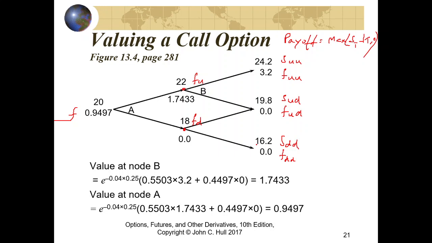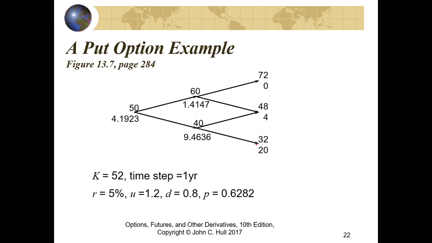Okay? Now, what if we are dealing with a put option? All the examples that we looked at before were related to a call option. What if we are dealing with a put option? Well, the whole mechanics of constructing the binomial tree are going to be the same. Nothing will change except for calculating the payoff at the terminal values of the tree.